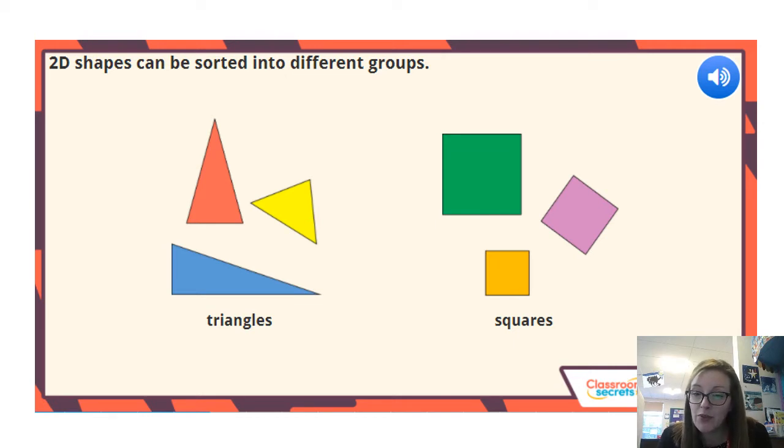And then in the group of squares, again, they're different sizes. There's some big squares, there's some smaller squares, but they are all squares because they all have four sides that are the same length and they all have four corners. So when we're sorting our shapes, it doesn't matter about the size, it doesn't matter about the way round the shape is. What matters is the properties, so how many sides it has or how many corners it has. Okay.